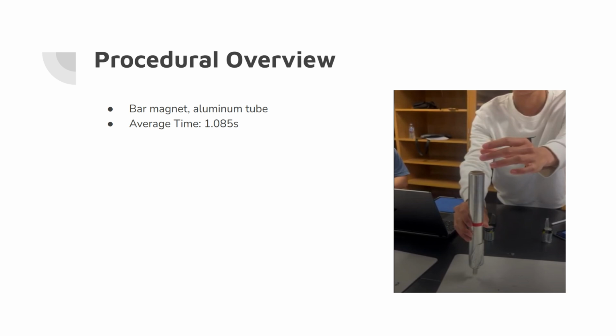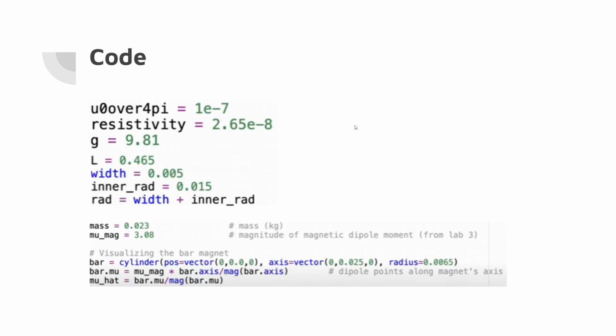For each trial of the experiment, I held the bar magnet over the tube and started recording the video as I released the magnet, and ended the footage once the magnet left the tube. We did this for 5 trials and analyzed the video to calculate the average time that the magnet stayed in the tube, and the average time was 1.085 seconds.